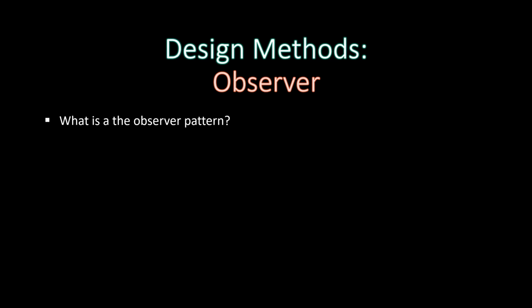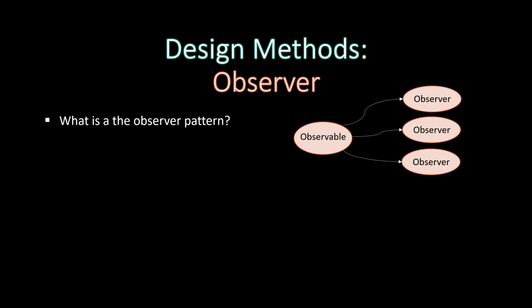Hi everyone, so next we're going to take a look at the observer pattern. So what is the observer pattern? The observer pattern involves having an object and then a series of other objects that are very interested in that first object, knowing when that object's status has changed.